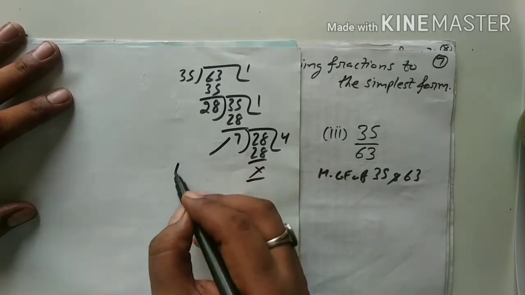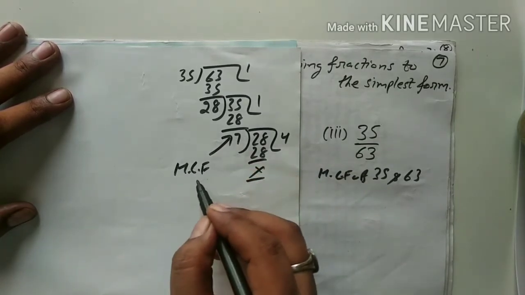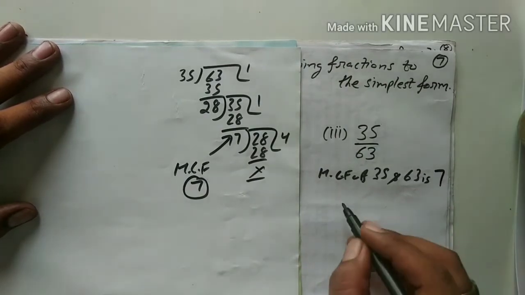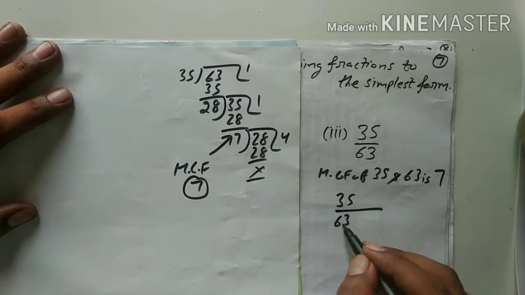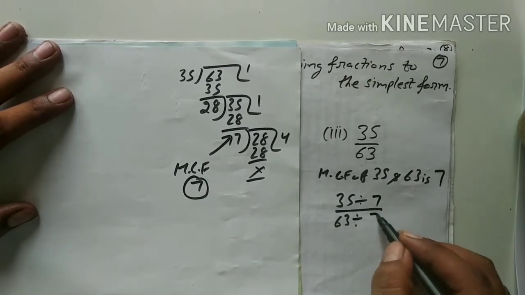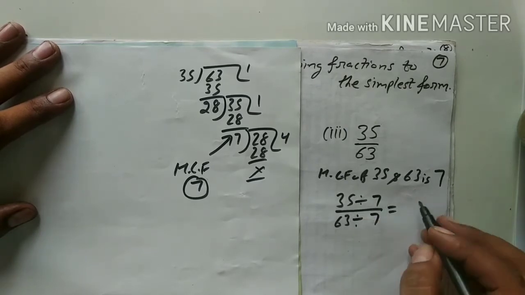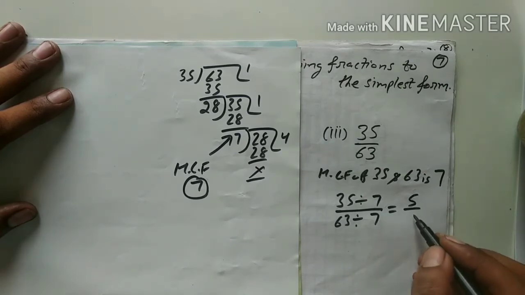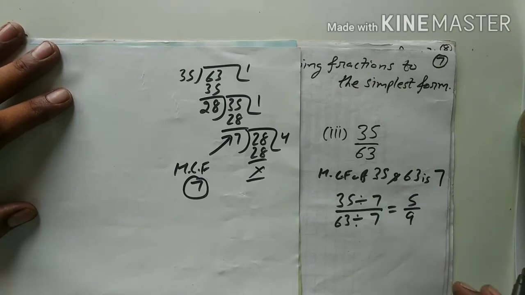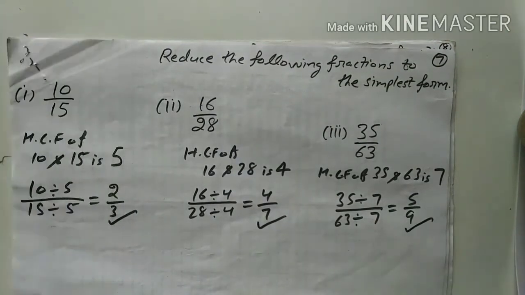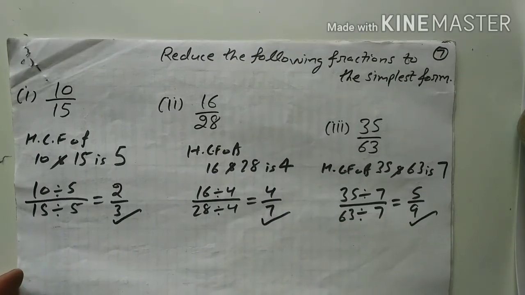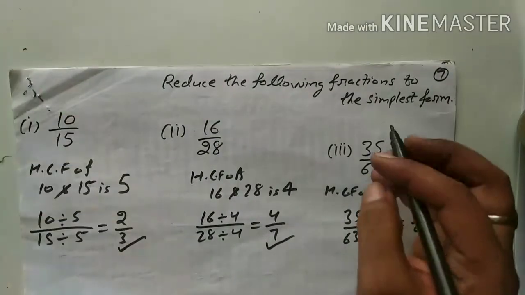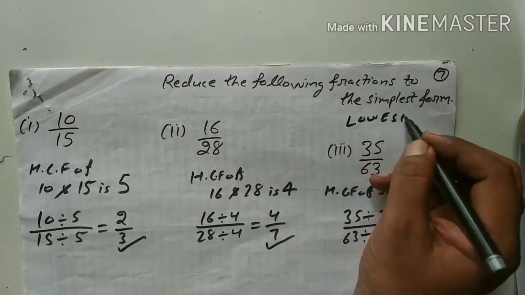Now what is the HCF? The HCF is 7. So student, here the HCF is 7. So I will divide both numerator and denominator by 7. 35 divided by 7, that is 5, and 63 divided by 7, that is 9. So the answer is 5 by 9. Okay student, in this way you can find the simplest form or reduce any fraction to its lowest term. The other name of simplest form is lowest term.